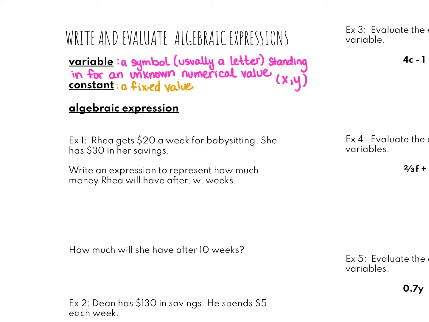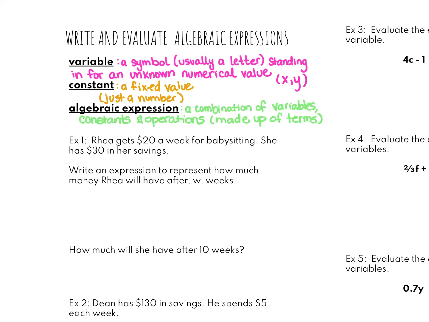A constant is a fixed value. It's just a number. So let me write just a number. This can be a positive number or a negative number. An algebraic expression is a combination of those two that we just talked about, variables and constants with operations in there. For example, 2x plus 1 is an algebraic expression.